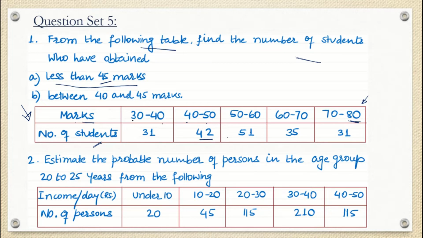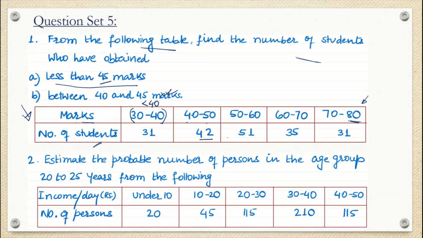So the table says the minimum marks is 30, and between 30 and 40 a total of 31 students have scored. That means we can rewrite this range as less than 40. The marks obtained between 30 and 40 can be said to be less than 40 marks, assuming that the minimum is 30. We are not sure about marks like 20 or 29. So less than 40 marks, a total of 31 students have scored. That is 100% sure, straightforward.